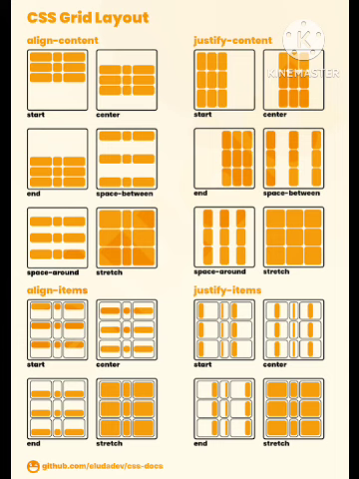Space around is like leaving some space around the edges too. Okay, for example, between A and the leftmost corner of the page there will be 100 pixels. A and B it will be 200 pixels. B and C 200 pixels. Then C to the rightmost corner of the page it will be some 100 pixels. Okay, then justify content space evenly.